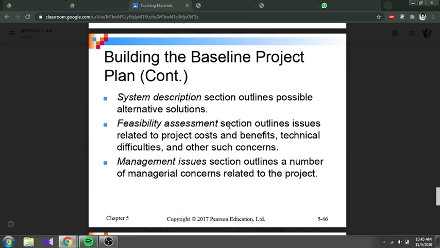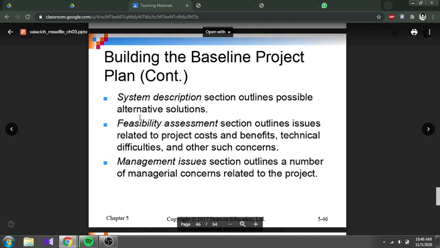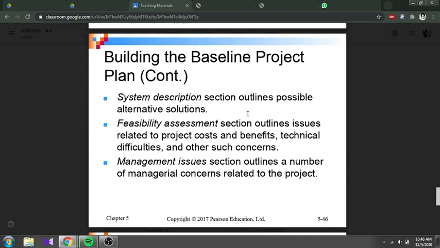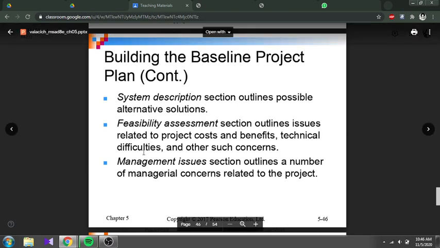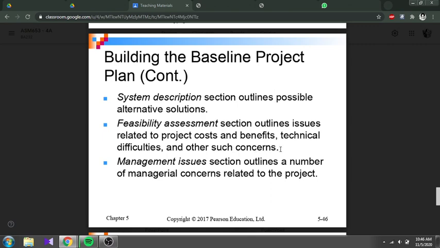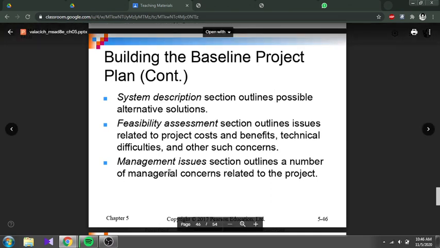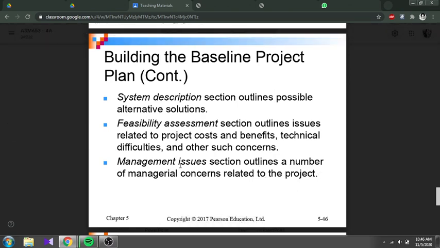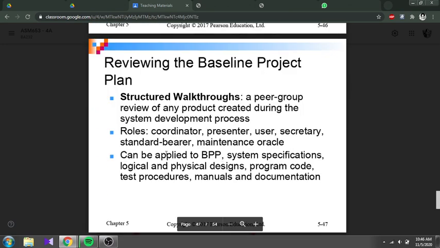Okay, when you are building the baseline project plan, the system description section outlines possible alternative solutions. You should have a plan B and C, any other contingency plan if something goes wrong in your project. The feasibility assessment section outlines issues related to project cost and benefit, technical difficulties, and other such concerns. You need to list risk assessment items in that feasibility assessment. For the management issues section, outline a number of managerial concerns related to the project, maybe on the schedule, maybe on the manpower, how big the technical team is that we have in the project, installation and so on.